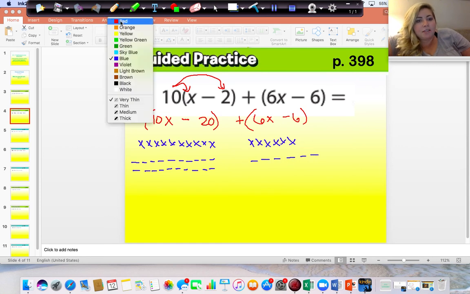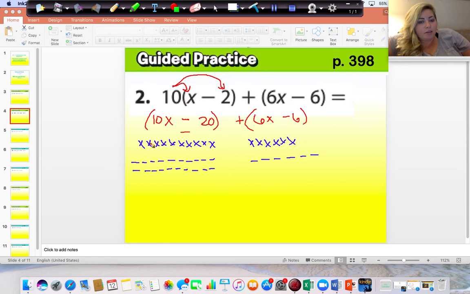So for my answer, I'm going to put all these together. So I've got 10 x's over here plus 6 x's over here. That gives me 16 total x's. Plus, remember to bring down your plus sign, I've got 20 negatives here and I've got 6 negatives here. So total, I have 26 negatives. Okay?